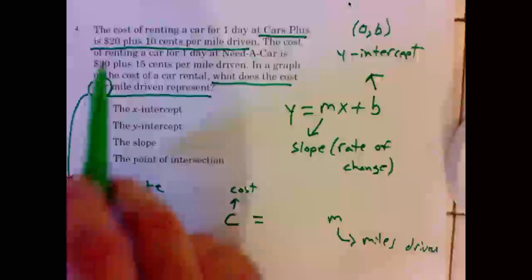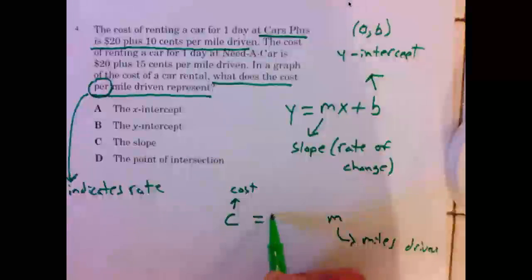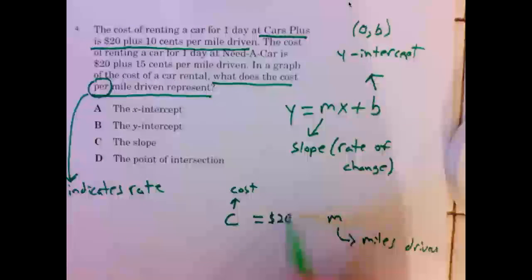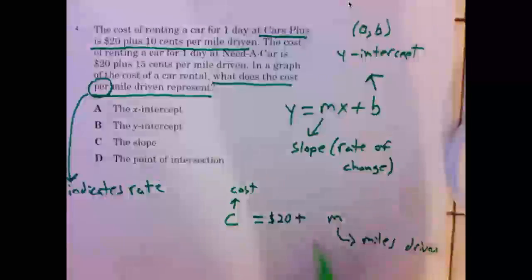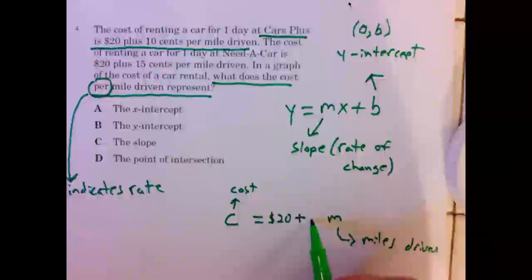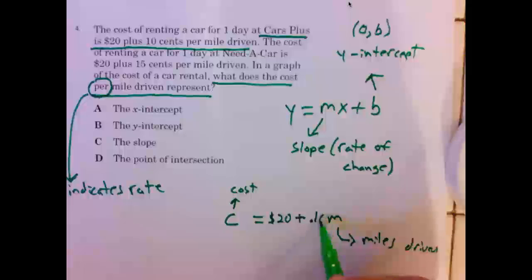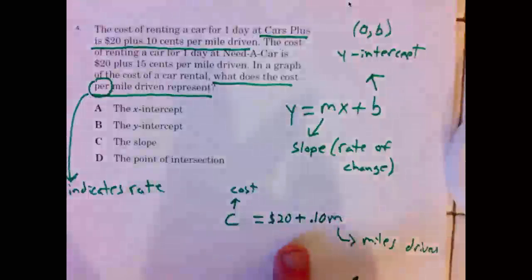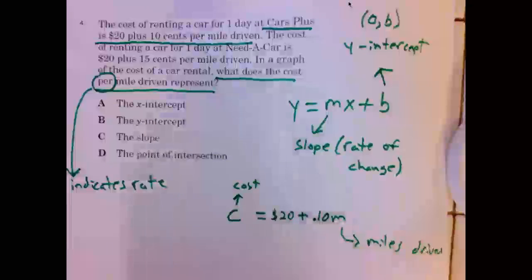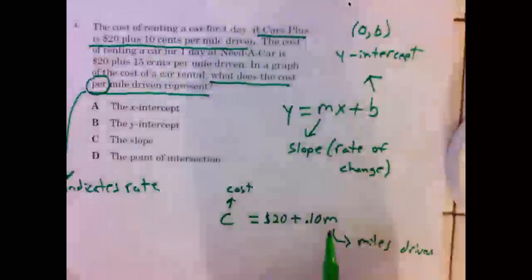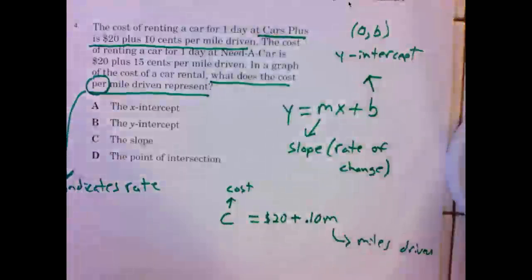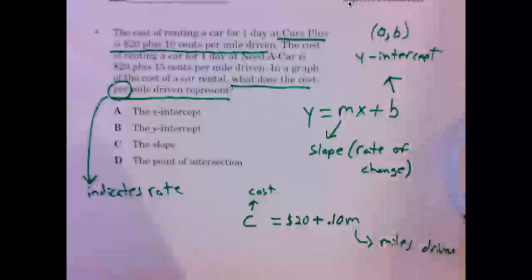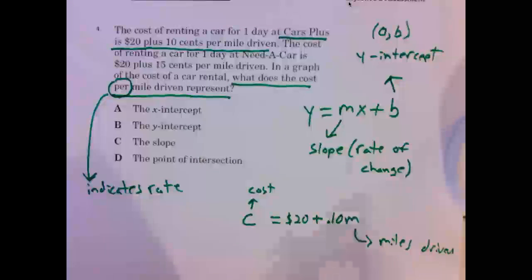All right, so it says the cost is $20 plus 10 cents per mile driven. So I would take that 10 cents and multiply it by however many miles, 0.10m. So here you would see our cost function. To find the cost, we would simply take the number of miles and multiply by 10 cents and then add that $20 flat fee. Well, now hopefully you can see what the slope and y-intercept are.